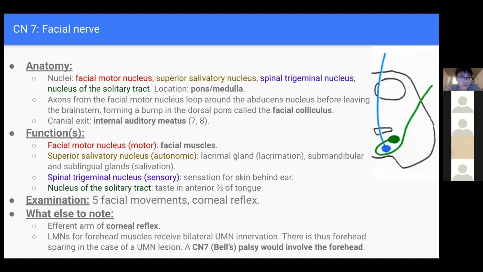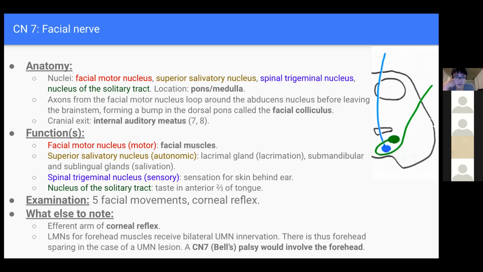Okay, so facial nerve, a little more complicated, has a lot of nuclei, covers a bit of every type of function. The most important one, of course, is the facial motor nucleus. So if you remember a single thing, this is the one you should remember. It also has the superior salivatory nucleus, the spinal trigeminal nucleus, and the nucleus of the solitary tract. These nuclei are essentially in the lower pons and across the medulla.